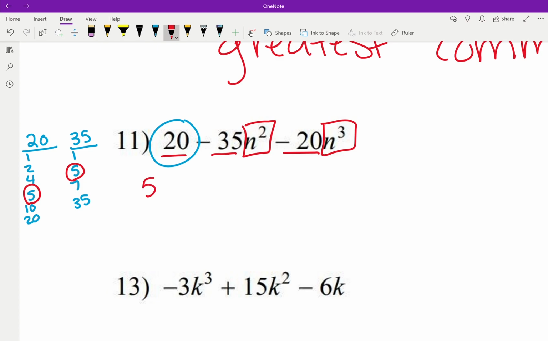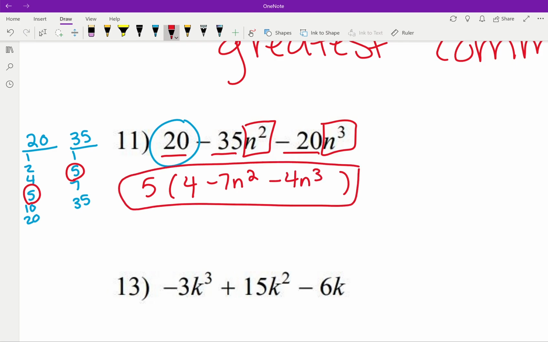So I'm going to write 5, and then some parentheses. 20 divided by 5 is 4. Negative 35 divided by 5 is negative 7n squared, because we bring that down. Negative 20 divided by 5 is negative 4n cubed. That is our answer. We can only take out a 5. That is the GCF. This right here is the GCF. Okay.